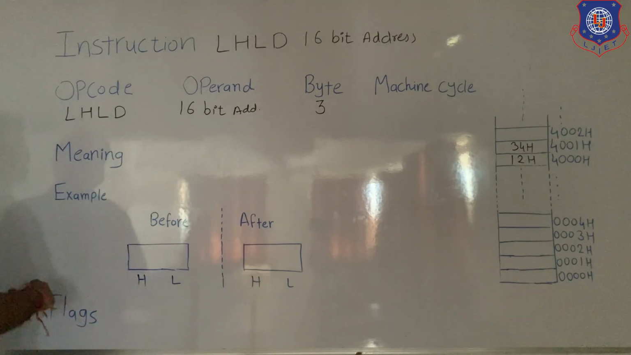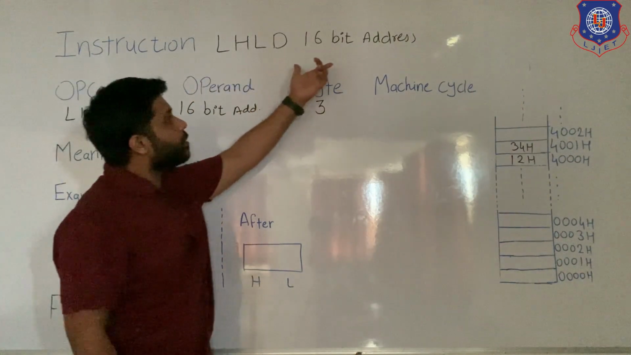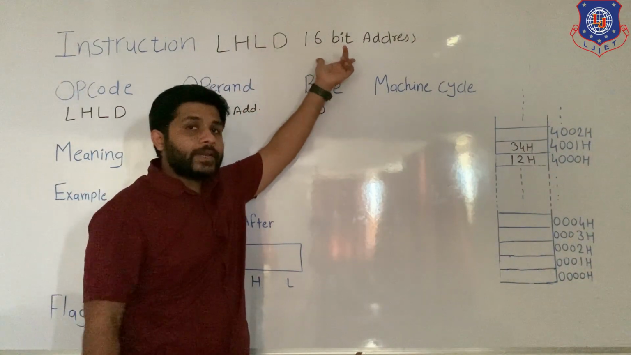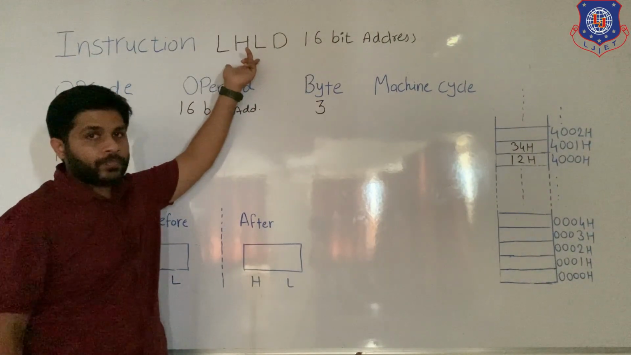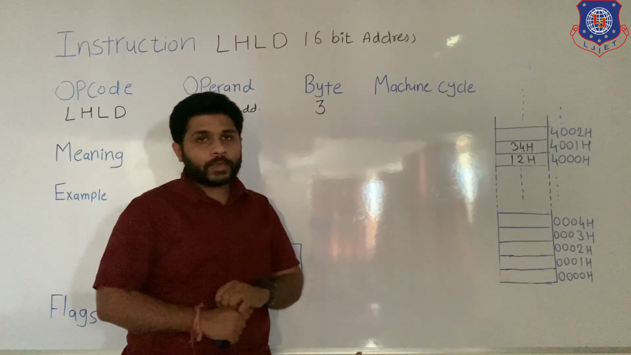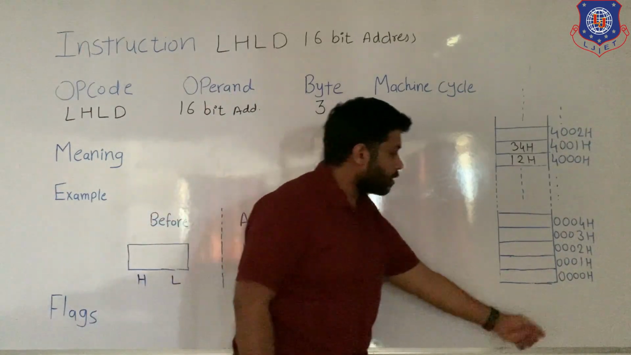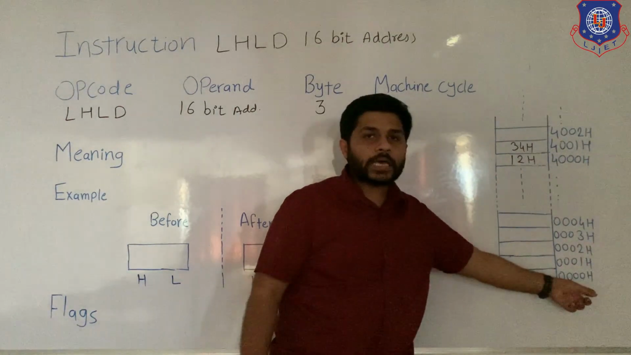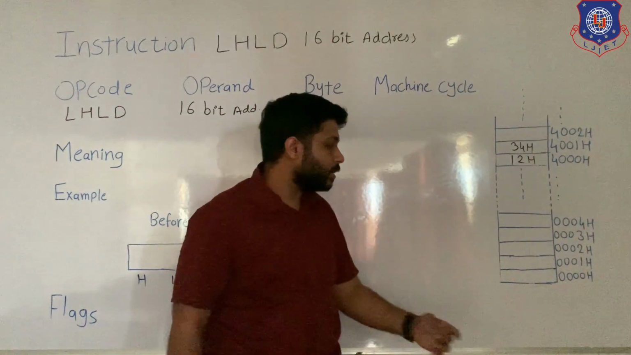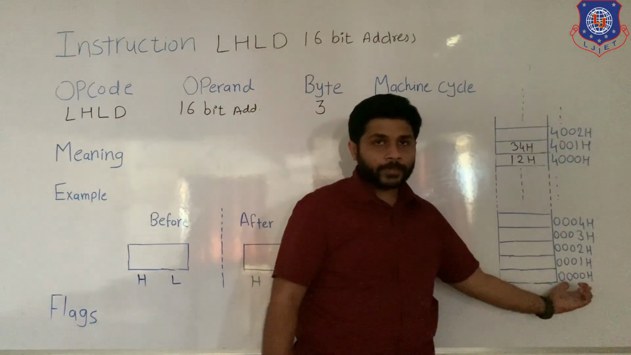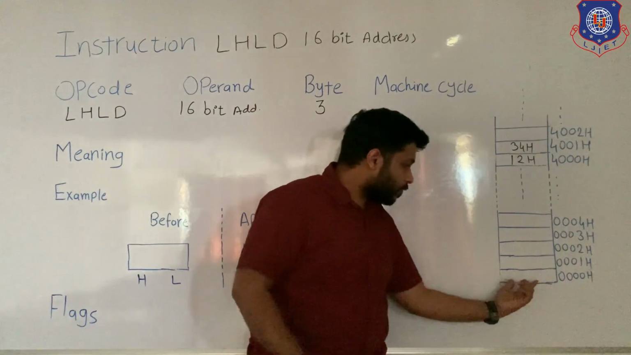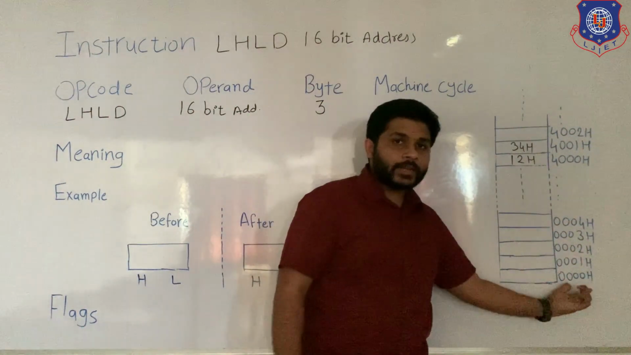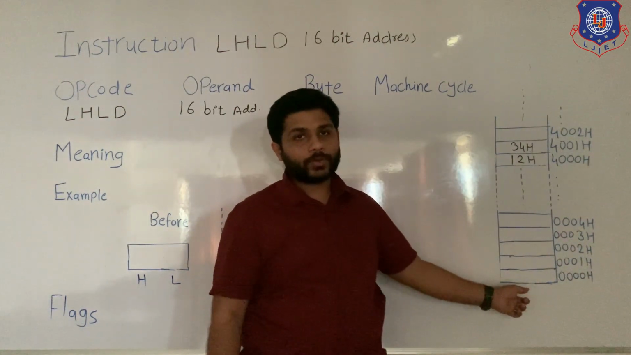Now LHLD 16-bit address means load the data from the 16-bit address to the HL pair. Here you have to notice one thing. In the memory of the microprocessor, the size of one address is 16-bit. It is represented in hexadecimal. If you convert it into binary, the size of one address is 16-bit. The data which can be stored in one location is 8-bit. So at a 16-bit address, only 8-bit data can be stored.